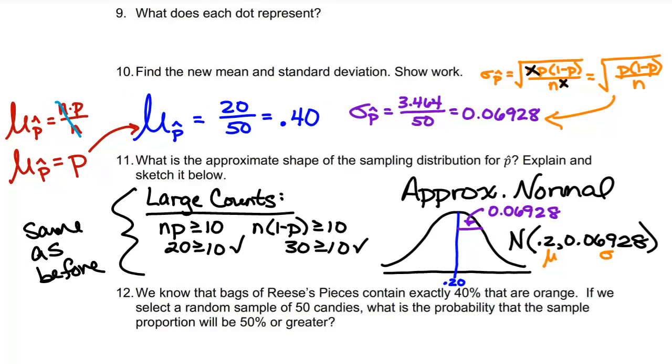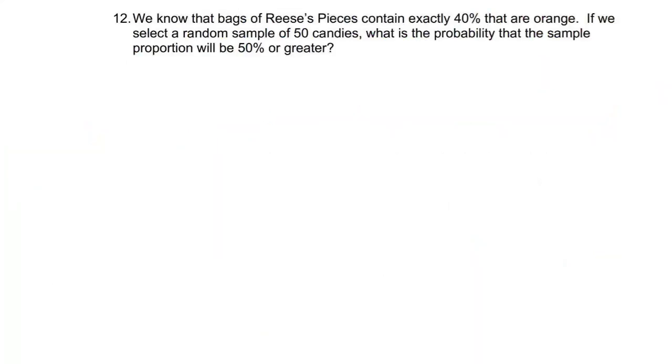We know that a bag of Reese's Pieces contains exactly 40% that are orange. If we select a random sample of 50 candies, what's the probability that the sample proportion will be 50% or greater? How would I find that? Inverse norm is when I have the area under the curve. When I'm looking for a probability, we're just going to do normal CDF.